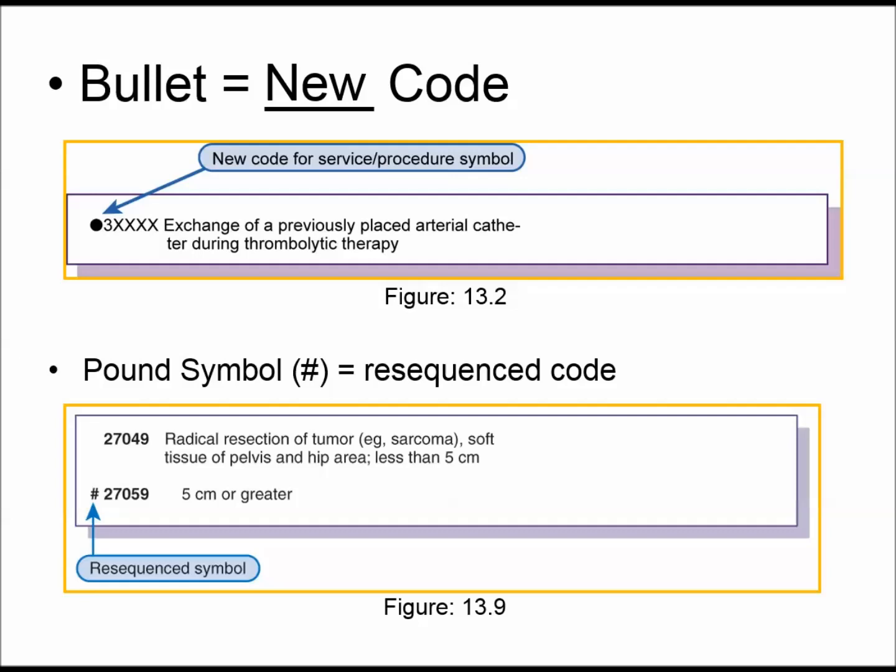Some years ago, they started doing this so that if codes had a relationship to another code, they would be resequenced and put in with the codes they are actually related to. In this case, you have 27049, radical resection of tumor, sarcoma, soft tissue of pelvis and hip area, less than 5 centimeters. Well, what if it's over 5 centimeters? Then you would use, there's your pound symbol, 27059, 5 centimeters or greater. So you see why it has a relationship, and therefore they use the pound symbol.